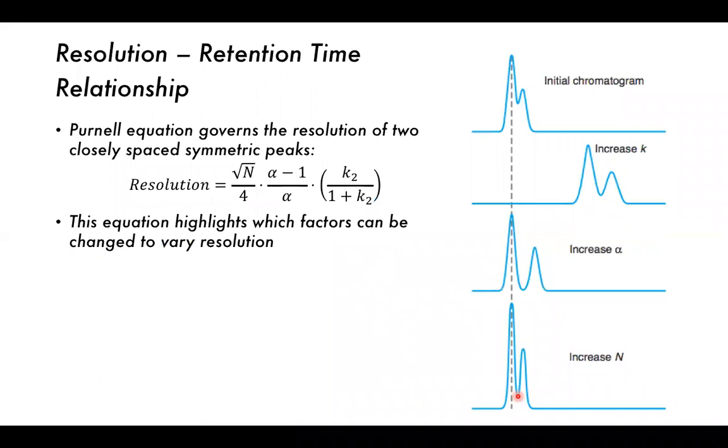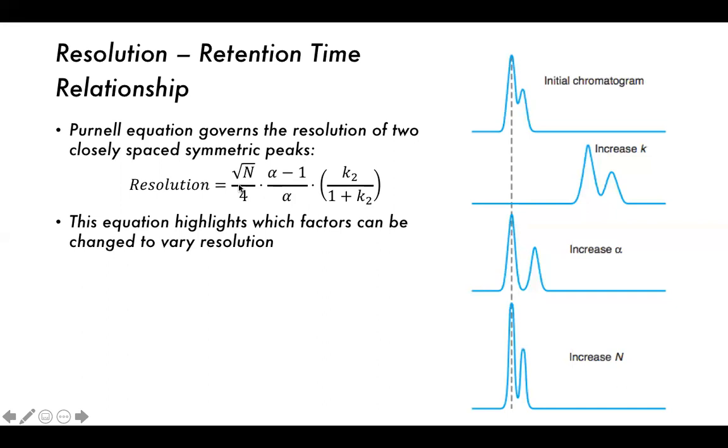So the retention time relationship is also responsible for some changes in our resolution. A Purnell equation governs the resolution of two closely spaced symmetrical peaks. The resolution is equal to the square root of N over 4 times alpha minus 1 over alpha times k2 over 1 plus k2, where N is the number of plates in the second peak. Alpha is the separation factor, and k2 is the retention factor of the second peak, as normal.